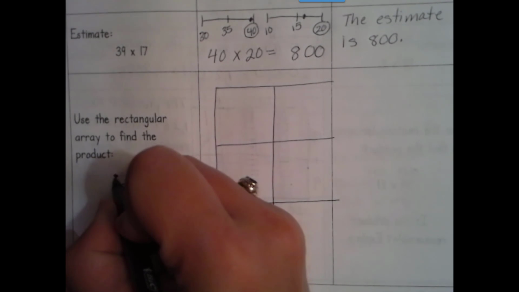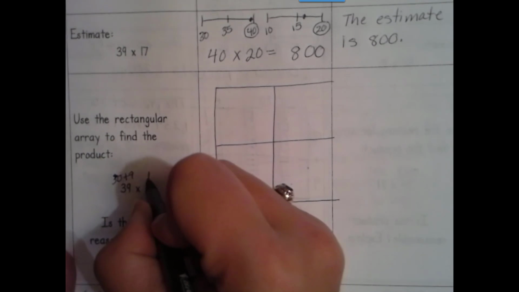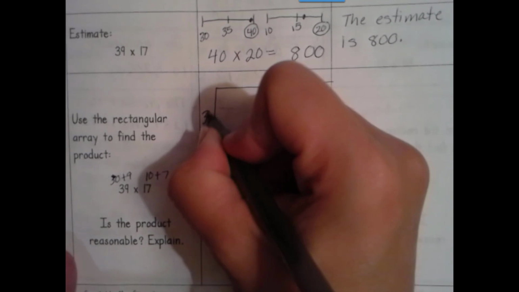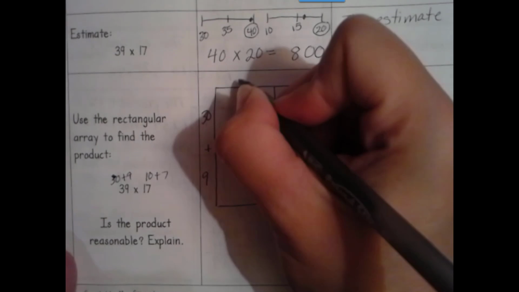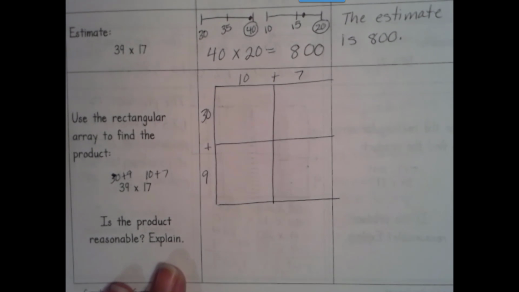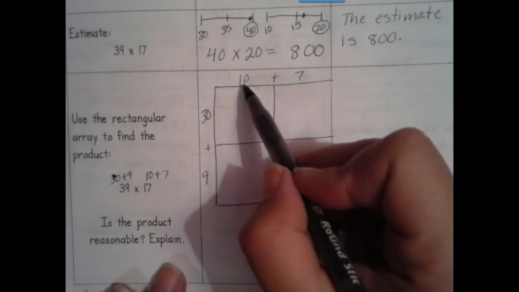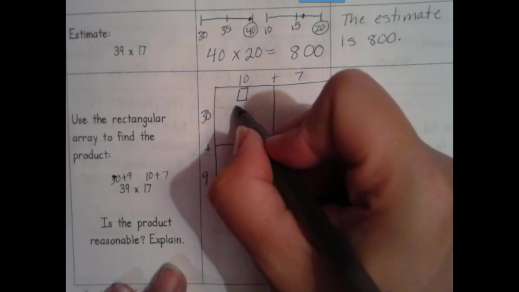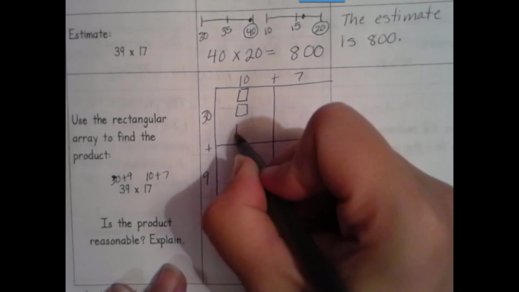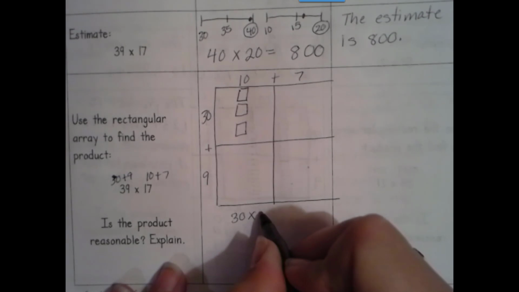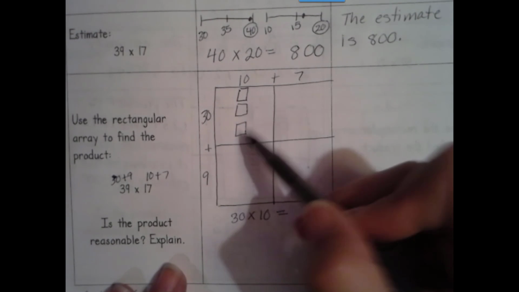Okay, I'm going to break these apart in the expanded form. 30 plus 9, 10 plus 7. So 30 plus 9, 10 plus 7. So the 10 times a 10 is 100. And I need 3 groups of that. 1, 2, 3. 30 groups of 10 equals 300.